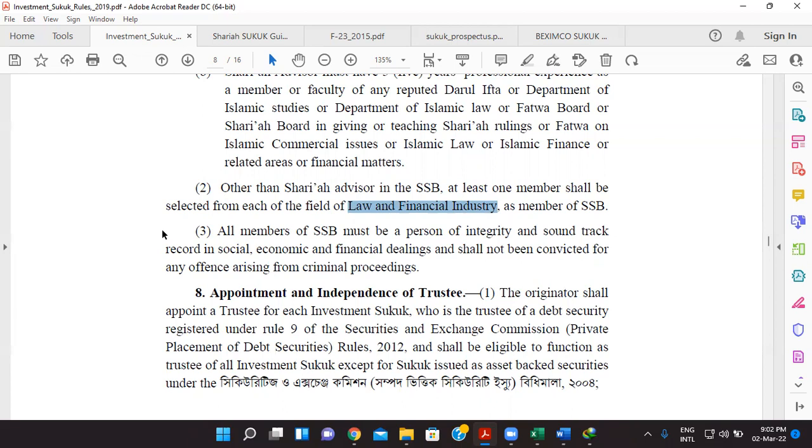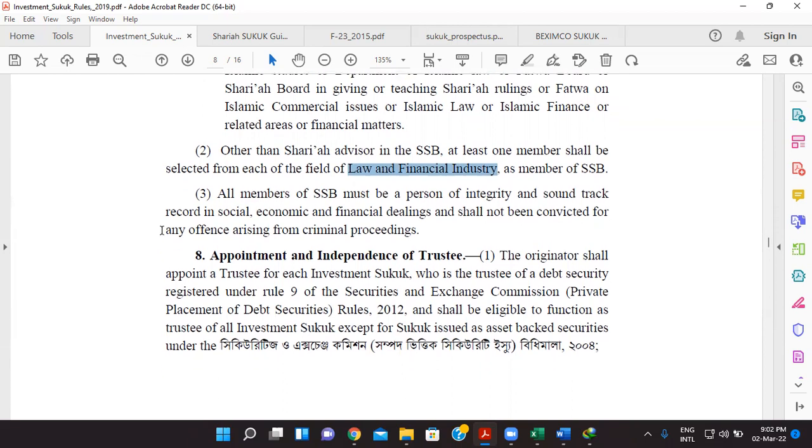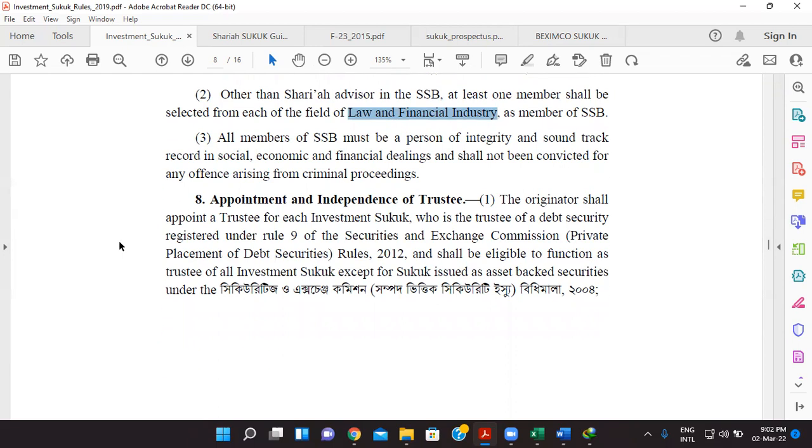All members of Sharia Supervisory Board must be a person of integrity and sound track record in social, economic, and financial dealings, and shall not be convicted for any offense arising from the criminal proceedings. We talked about this kind of things in the Islamic banking guideline provided by the Bangladesh Bank with respect to the Sharia Supervisory Board.